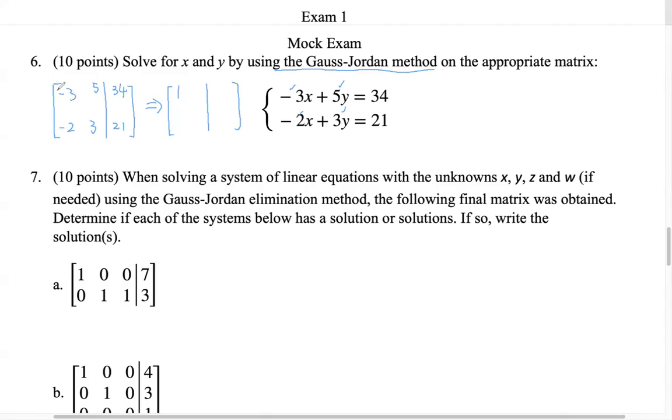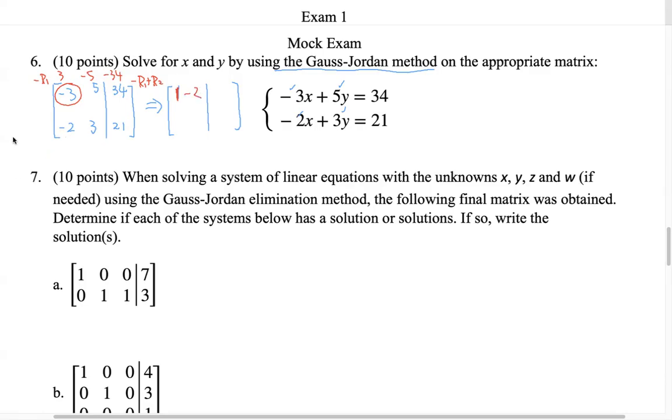So there's the negative 3. Let me change to red color. So let's change this one to be 1 first. Right, let's change this one to be 1. So what do I have to do? I could do negative R1 plus R2. Right? You could use any method. Your goal is just to change negative 3 to be positive 1. You see, if I do negative R1, let's say negative R1 is my bridge, I would have positive 3 and then negative 5, negative 34. Then I add R2, right? 3 plus negative 2, bingo, I get 1. Negative 5 plus 3, I get negative 2.